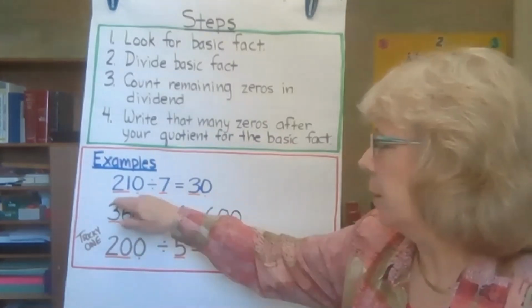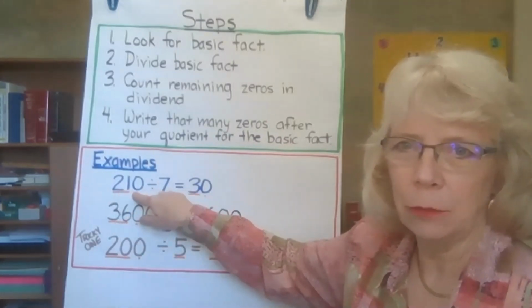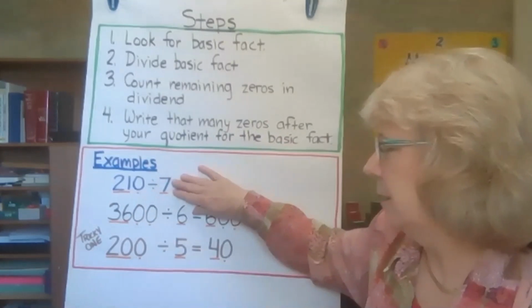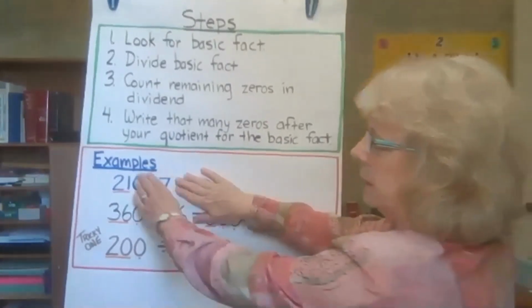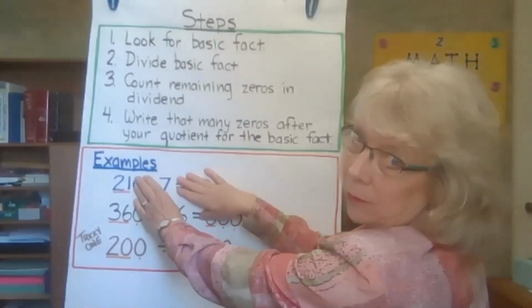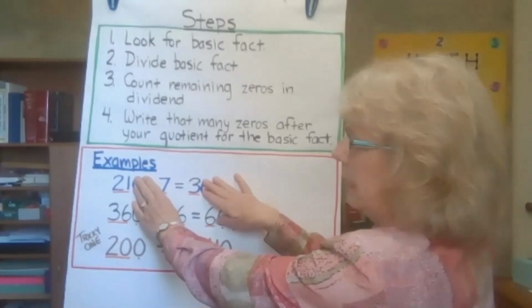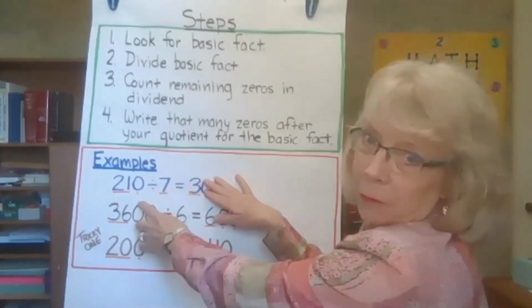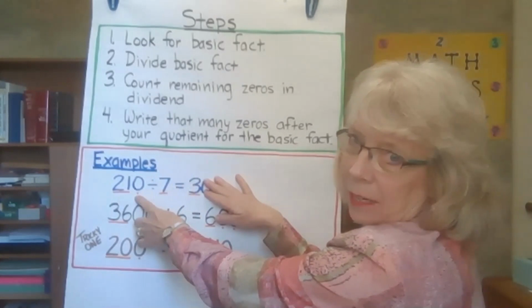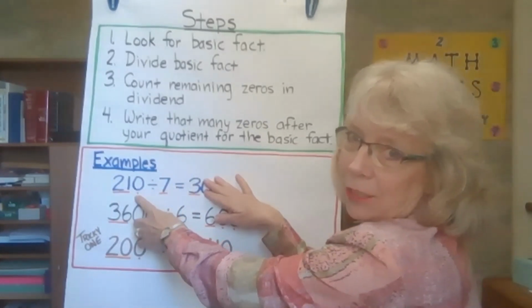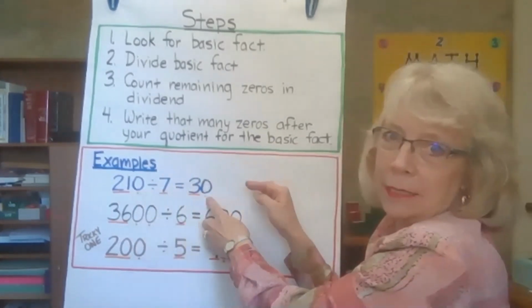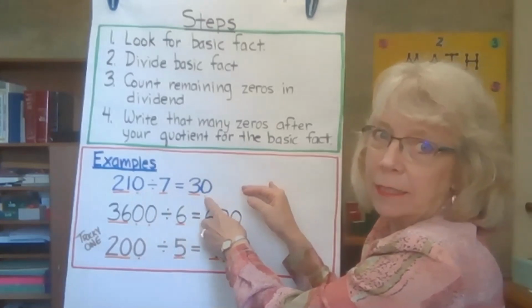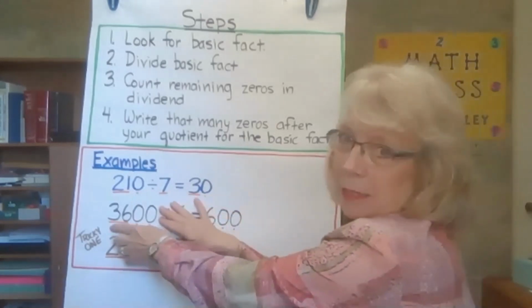So we look for the basic fact, and we see it's 21 and 7. So we're going to use that basic fact and take 21 divided by 7 is 3. Write that down. Then we're going to look at how many zeros are here. I like my students to put a dot under them. And you add that many zeros to the quotient of your basic fact. We're going to do the same thing again here.